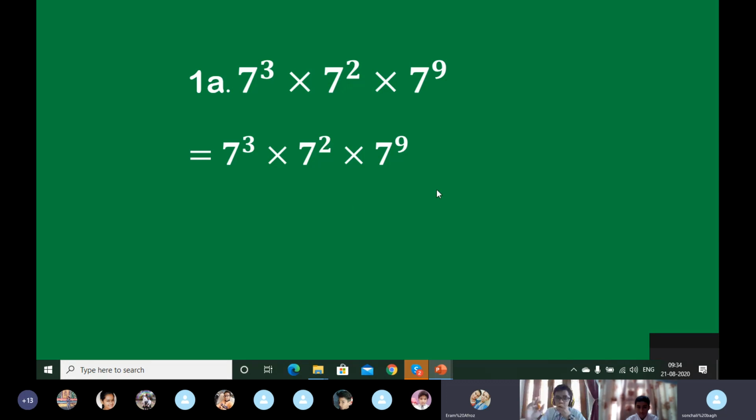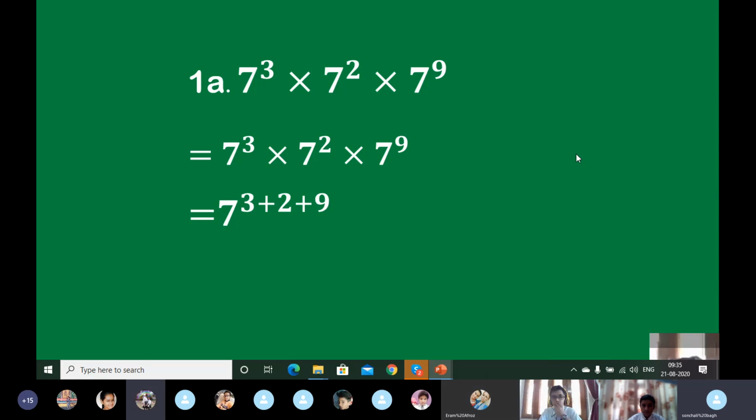So what will we do here? What will be the next step here? Ma'am, we have to add the powers. The base, what will we write in the base? Ma'am, 7. Okay. So am I right? 3 plus 9. Am I correct? Yes, ma'am.